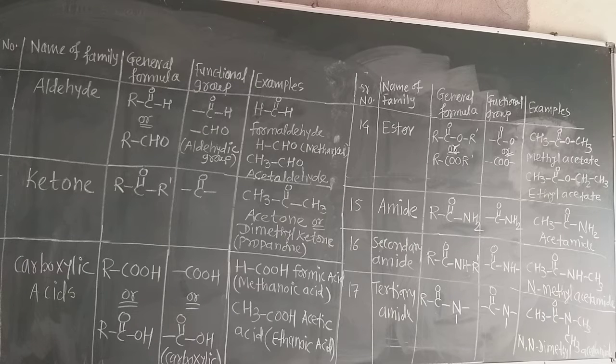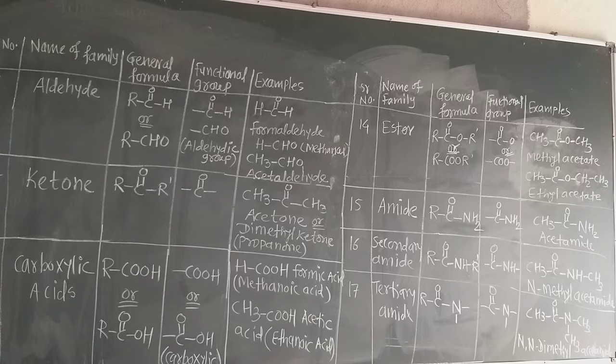From last lecture, we are learning about the classification of the organic compounds on the basis of functional group. In the last lecture, we already studied the 10 families or 10 classes, their name, their general formula, their functional group and two examples. Now let us study the next family, next group of the organic compounds, and the name of that family is the aldehyde family.